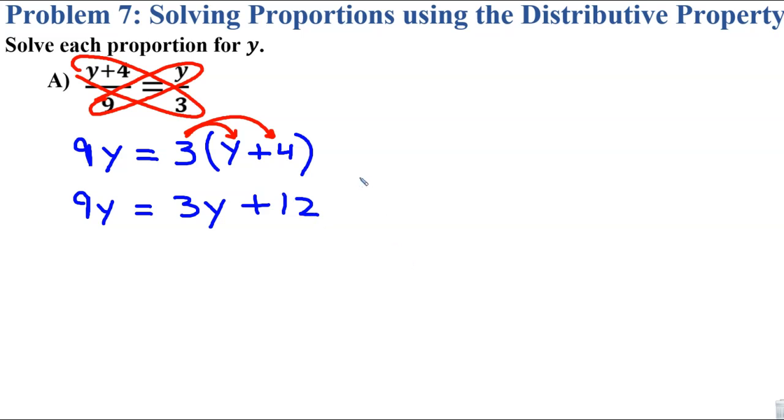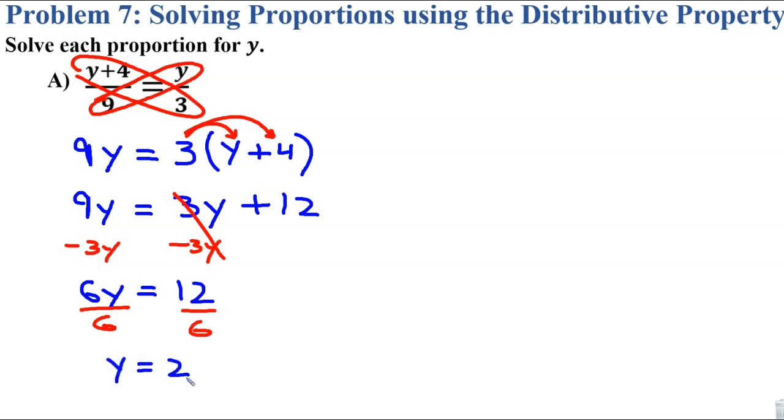So cross multiplying is a little more complicated than dividing, but essentially I have a simple equation to solve now. We want to get y by itself. I'm going to subtract 3y from both sides. That's going to cancel the 3y on the left and give me 6y on the left equal to 12. And then I'll divide both sides by 6, and we'll end up with y equal to 2.